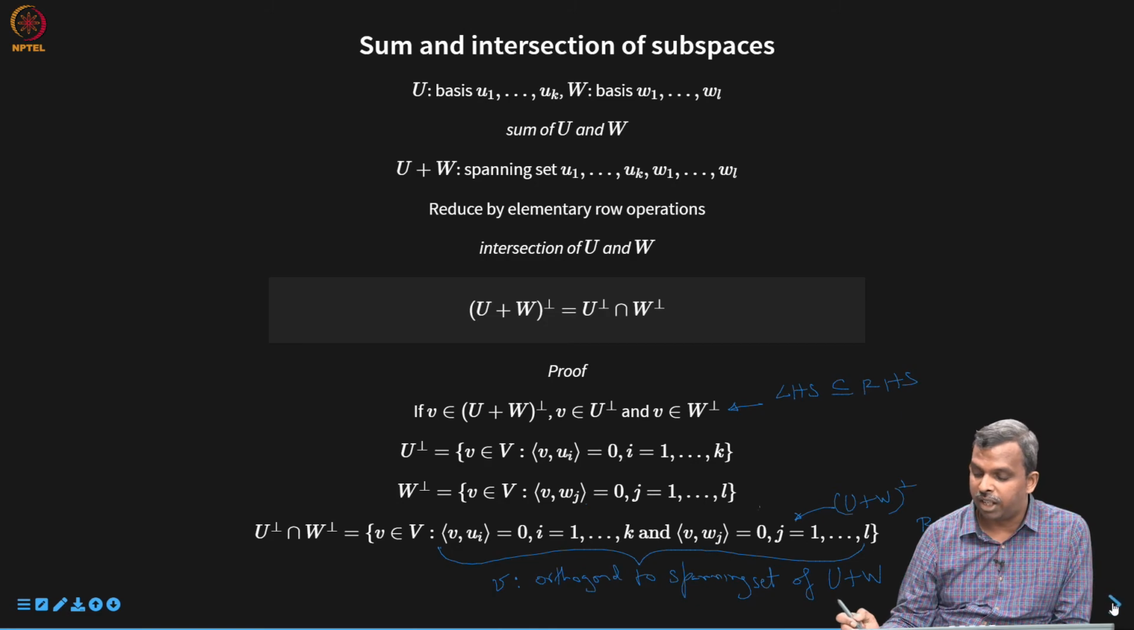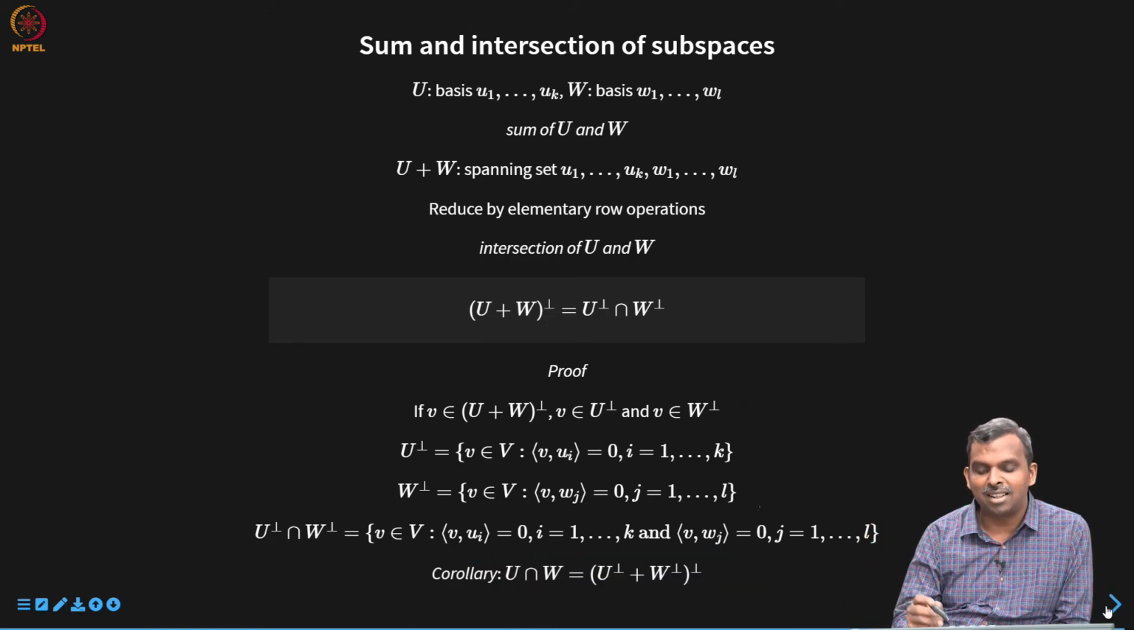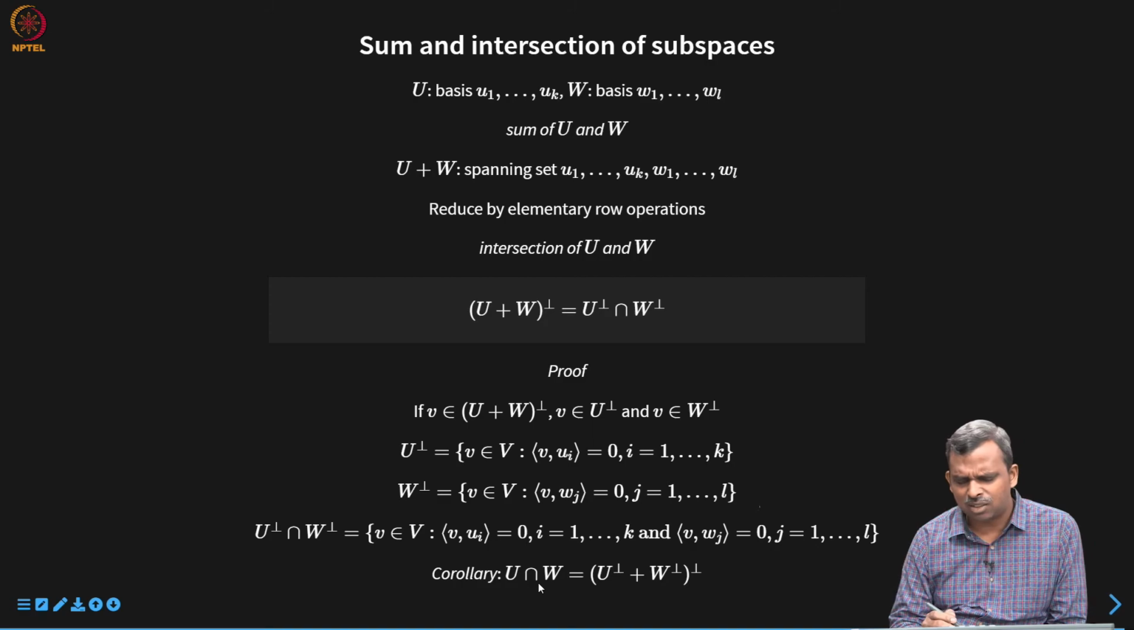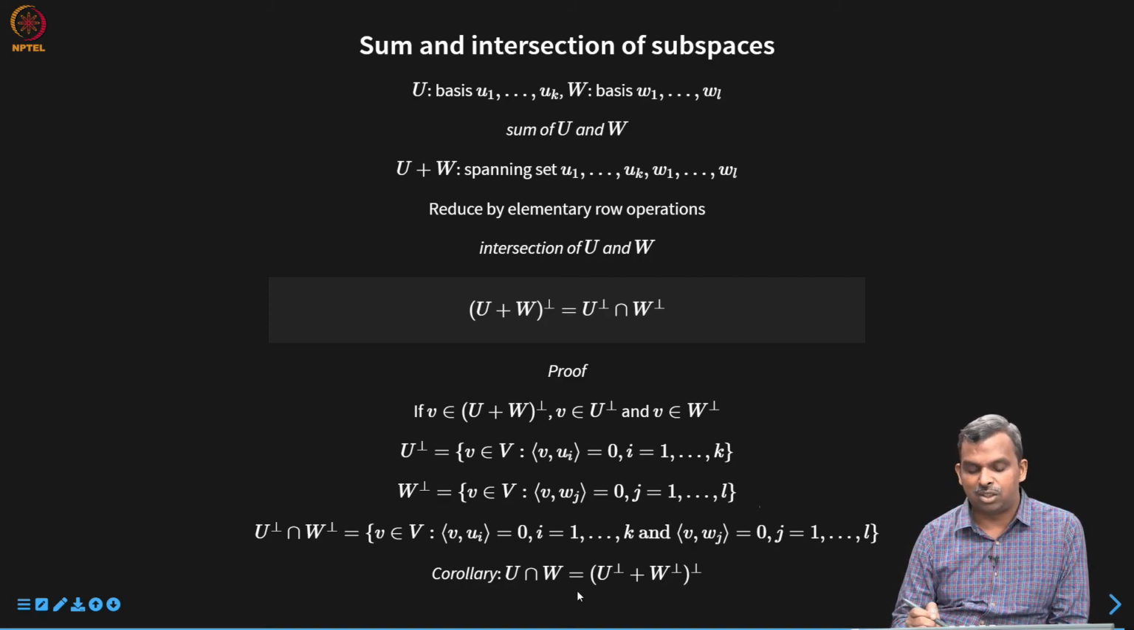So, you can do a corollary here using the complement of complement idea. Instead of U, you put U perp, instead of W, you put W perp. You see that U intersect W is (U perp plus W perp) the whole perp. So, this is a result one can use to find intersections. There are other methods also, I am just giving you a method based on orthogonal complement. So, this kind of connection is very interesting.